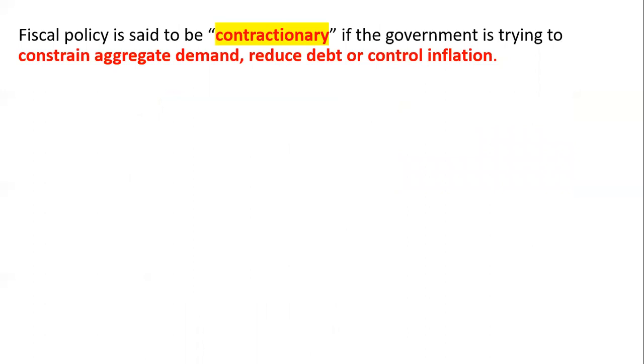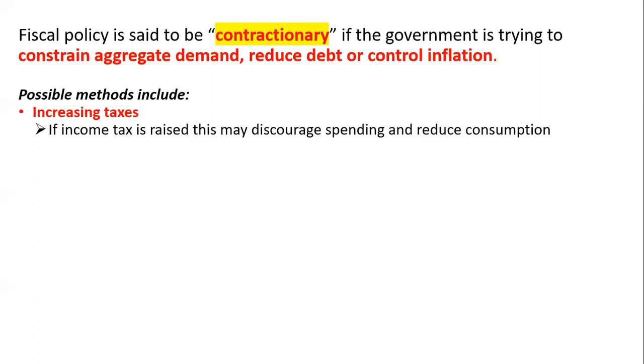Fiscal policy is said to be contractionary if the government is trying to constrain aggregate demand, reduce debt, and control inflation. So you would implement contractionary fiscal policy if there was rising levels of debt and very high levels of inflation and growth was too much for the economy to cope with. Methods include then the opposite effect.